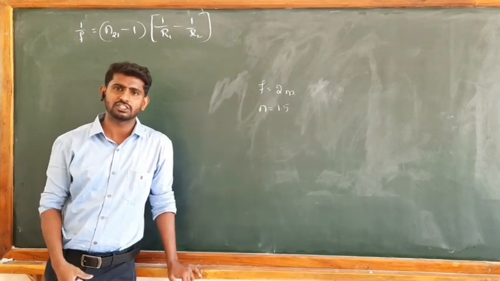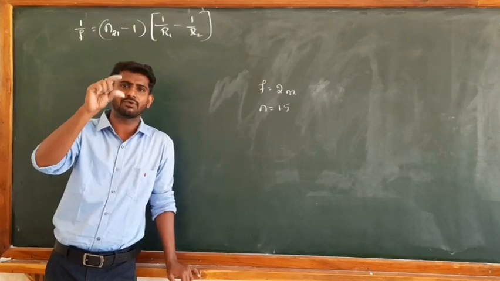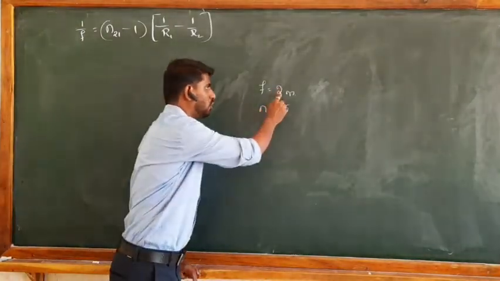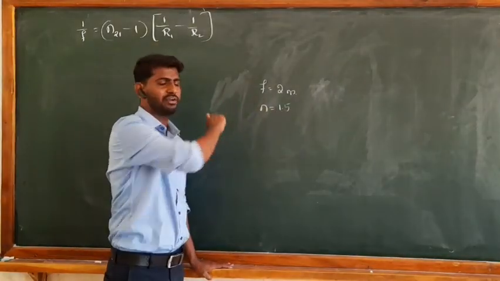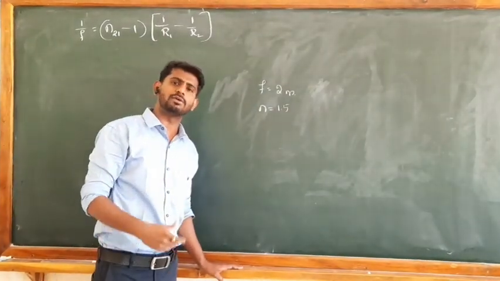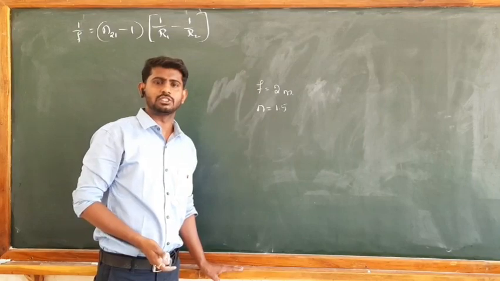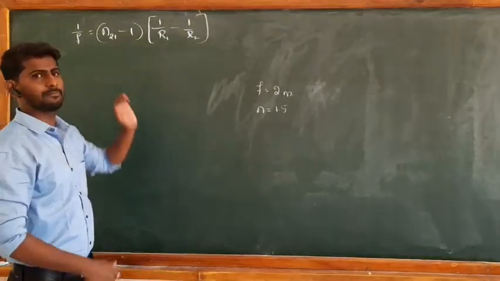So what's our intention? Our intention is to make an equiconvex lens of focal length 2 meters. So this is our needed thing. And we are using a 1.5 refractive index material. So what should be the value of the radius of curvature? It can be calculated by this formula.